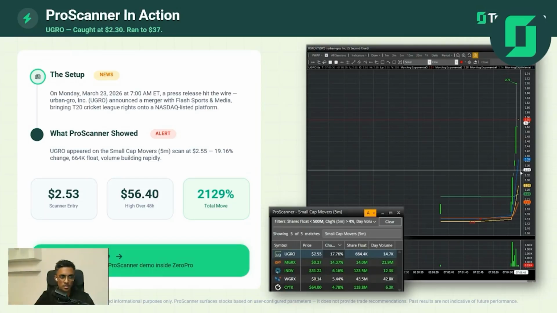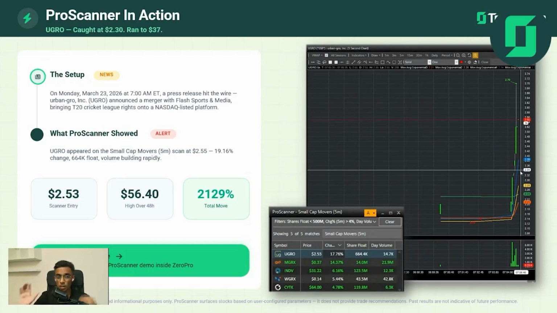On Monday, March the 23rd at 7 a.m. Eastern Time, a press release hit the wire. Urban Grow, UGRO, announced a merger with Flash Sports and Media, bringing T20 Cricket League rights onto a NASDAQ-listed platform.